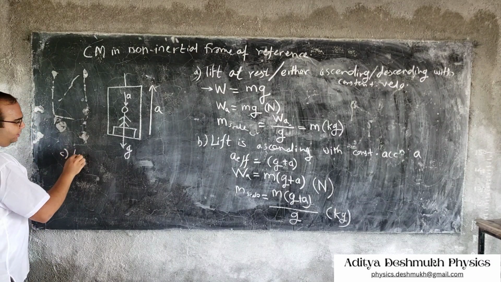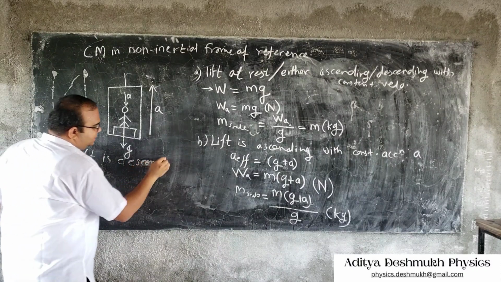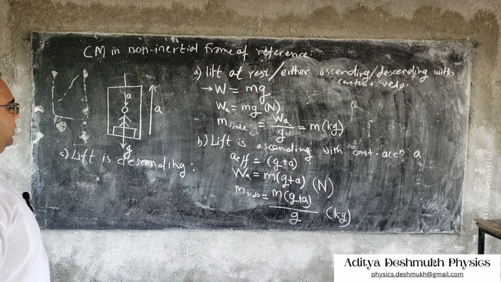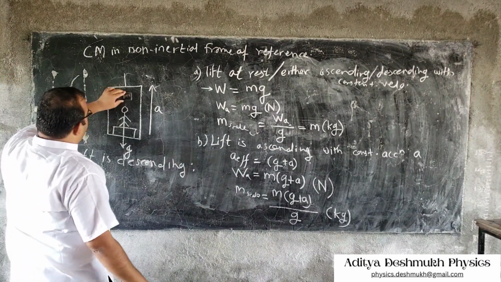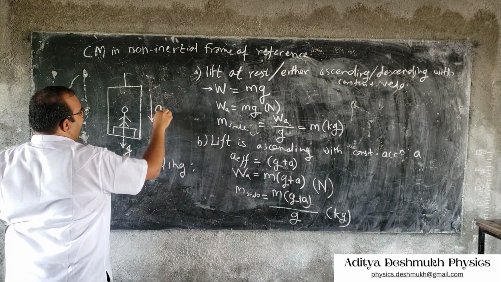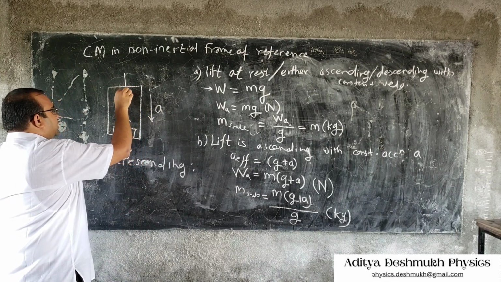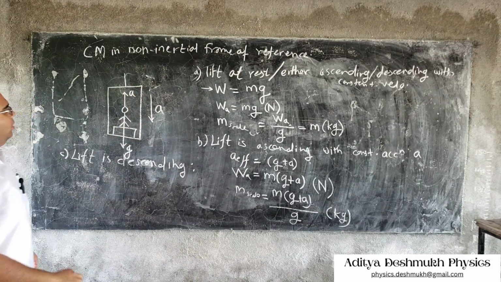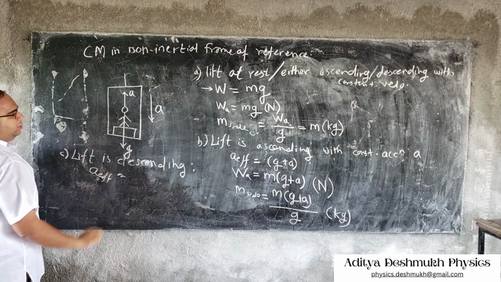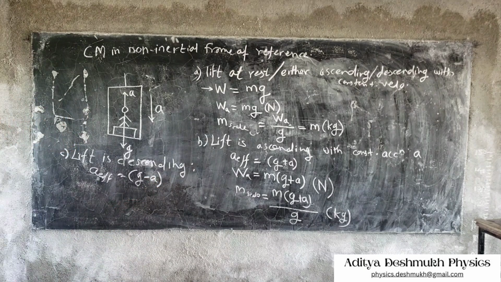So what will happen when the lift is descending with constant acceleration? If the lift is descending with constant acceleration a, what will I do? I will apply the same amount of acceleration but in the opposite direction on the object inside the frame. So my effective acceleration will be g minus a.